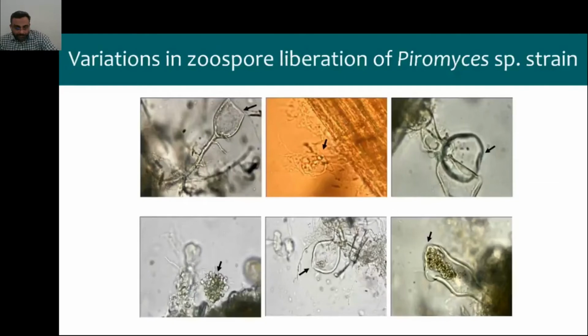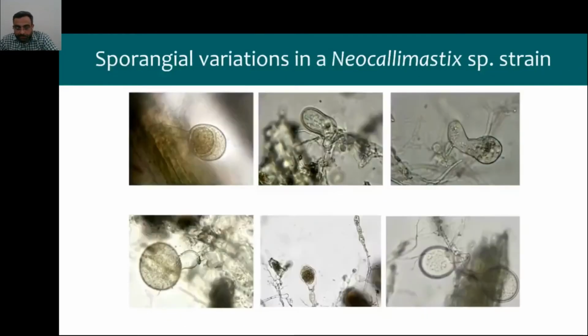Even in case of zoospore liberation patterns, we can see in this slide. This is the same strain, and it showed multiple zoospore liberation patterns. Here we can see the zoospores have been liberated and only this cup-like structure is left. In this case, the zoospores have left through the apical pore. Here, the sporangial wall has dissolved even before the zoospores are liberated, and again the apical pores. So the same strain showed multiple ways of zoospore liberation. However, these features were used for classifying different species in case of Pyromyces.